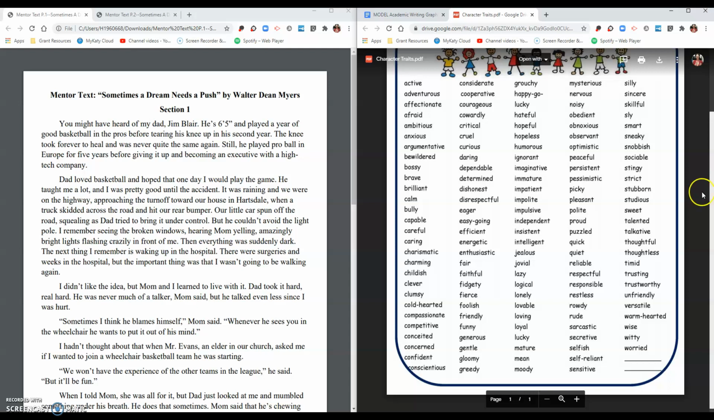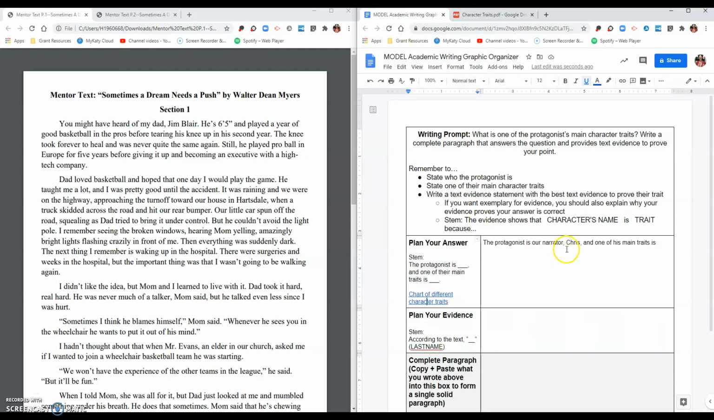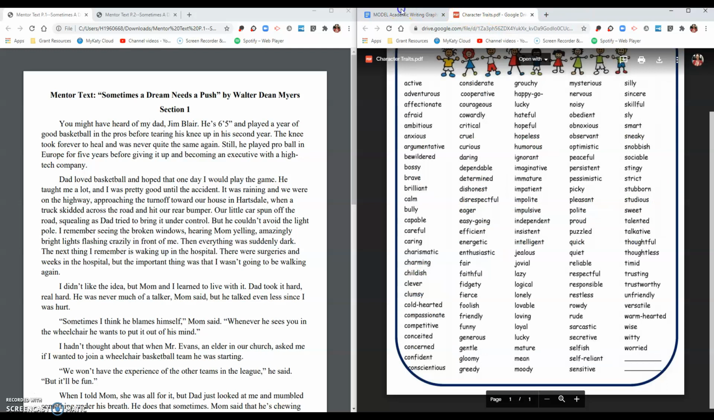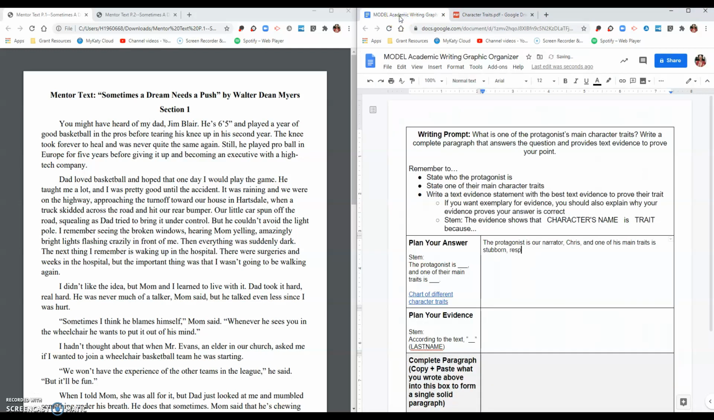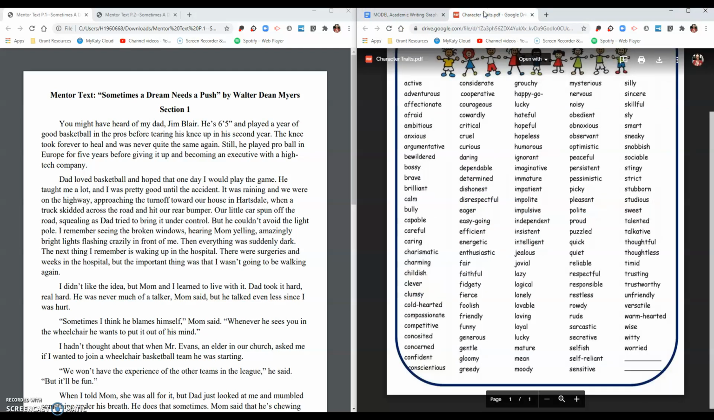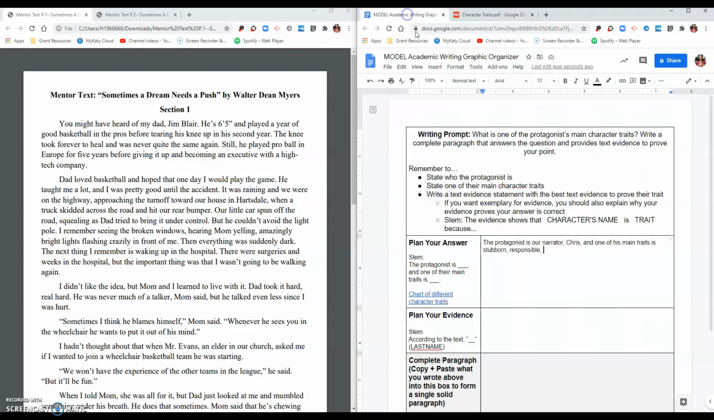Well, I might say that he's stubborn. So I'm going to start adding these in a list. Is stubborn. Another one I might put on there is responsible. He's responsible. Let's see. I might say I like hopeful and determined. I'm going to add those two as well. Hopeful and determined. Now, eventually I'm going to narrow this down to one character trait, but I wanted to give myself some options so I could go and find the best piece of evidence that I can find. So I'm going to just start brainstorming right here for now.